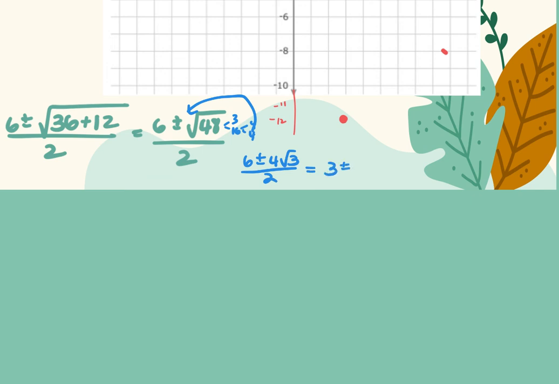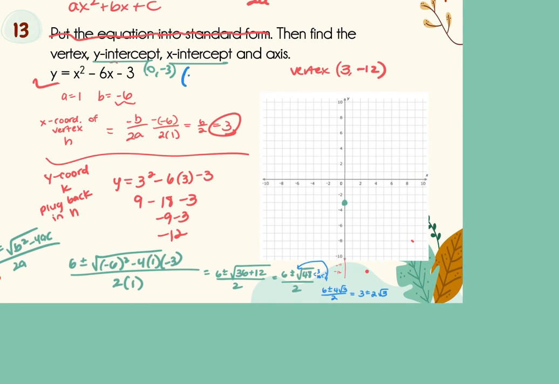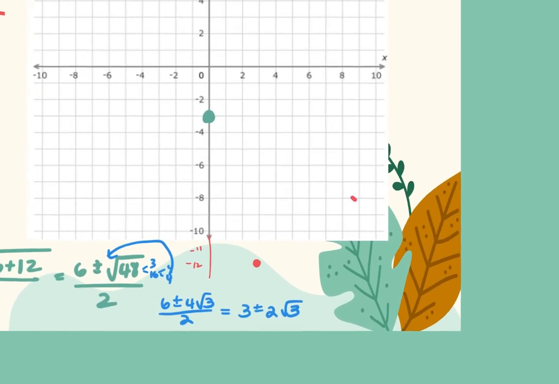3 plus and minus 2 root 3 would be my exact x-intercepts. So 3 minus 2 root 3, 0, and 3 plus 2 root 3, 0. Again, are you going to want to graph those? Is that fun to graph? You could approximate it, like root 3 is like 1.4. You could approximate it. Or you can use your y-intercept.